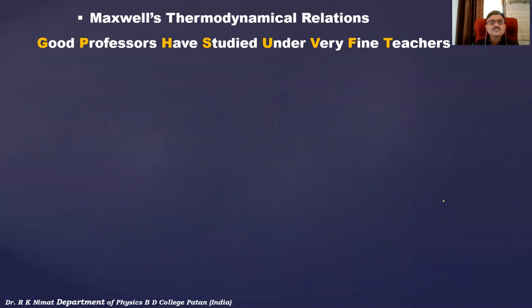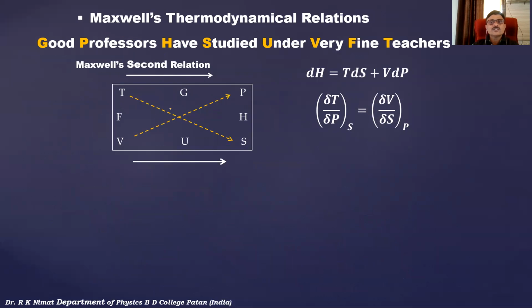Now the next relations you can derive in a similar way. The second relation you can derive is in terms of enthalpy. So now what I have done, I have taken the arrows as horizontal, and therefore the cross arrows will be from T to S and from V to P. Now you have to take the partial differentiation of T with respect to P. So delta T by delta P at constant S is equal to delta V by delta S at constant P. So this is the Maxwell's second relation.